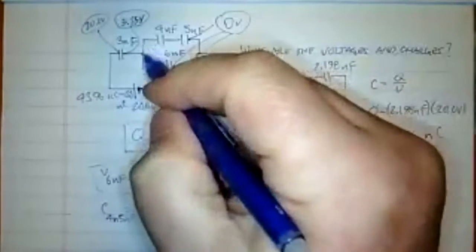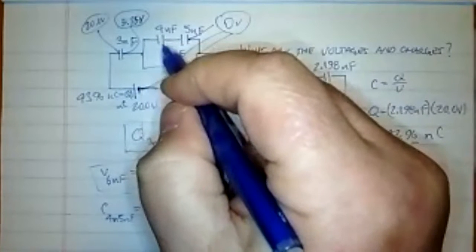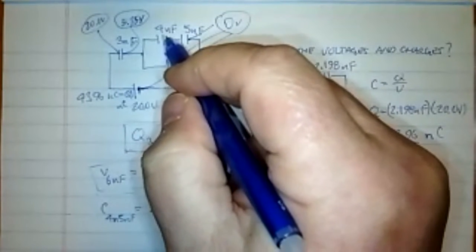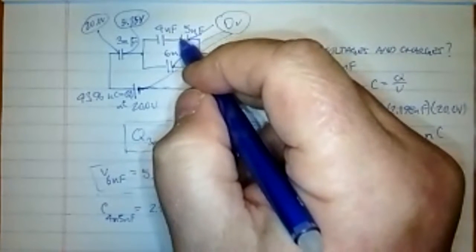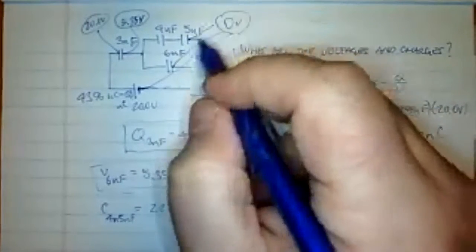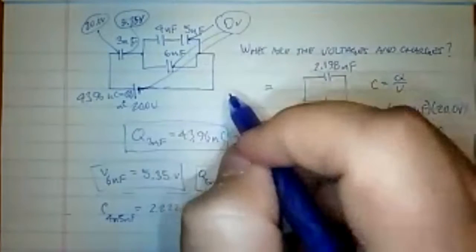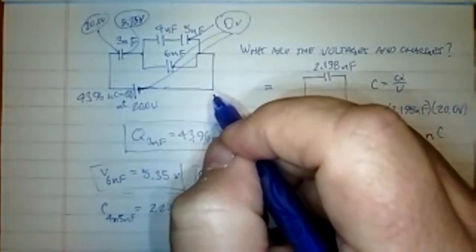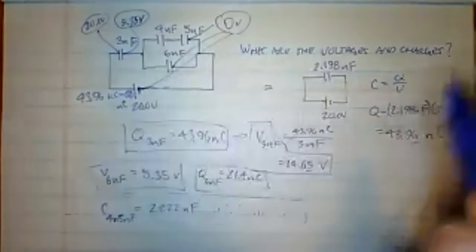What's going to happen is the charge that goes to it is going to build on this side and then cause the exact opposite negative charge on this side, and then that exact opposite positive charge here and exact opposite negative charge here. Those two, in other words, have the same amount of charge. The 4 nanofarad and the 5 nanofarad should have the same amount of charge, and it should be equal to the 43.96 minus what went to the 6.